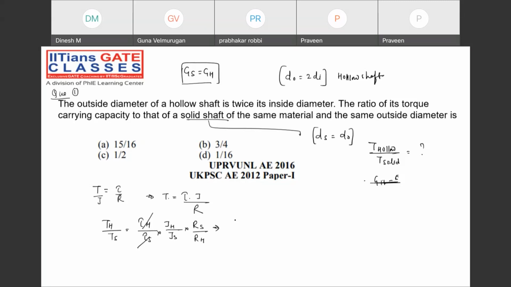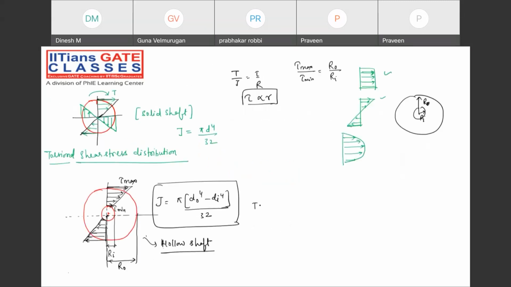What is the J for hollow shaft? You know that pi times d naught power 4 minus d i power 4 divided by 32. And for the solid shaft, pi d naught power 4 by 32. You know the radius. See, they are asking maximum torque transmitting capacity. Then tell me for hollow shaft, what should I write? If I want to write the maximum torque transmitting capacity, that is tau into J by R. Should I write outer radius or inner radius? In that R, I need to put R i or R naught.